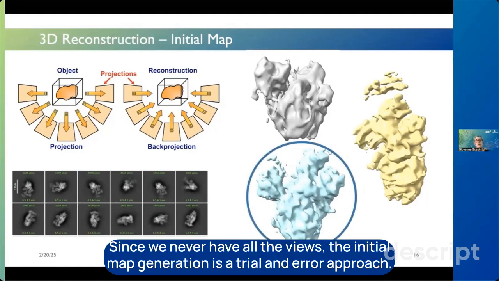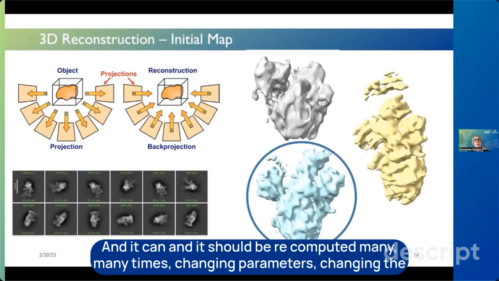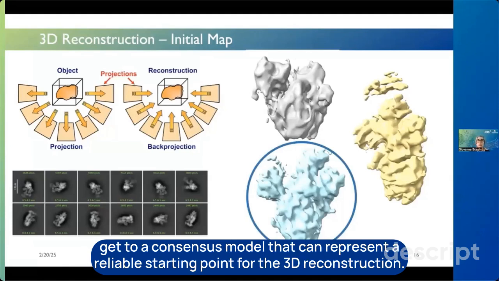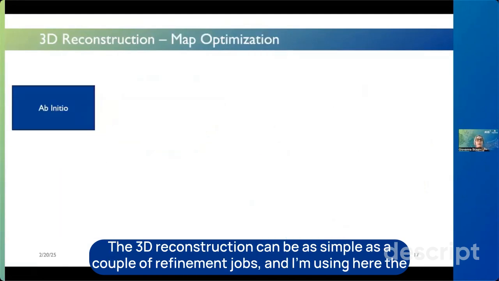Since we never have all the views, the initial map generation is a trial and error approach. And it should be recomputed many, many times, changing parameters, changing the number of classes that we're looking for, changing the resolution limit, the number of cycles, until we get to a consensus model that can represent a reliable starting point for the 3D reconstruction.